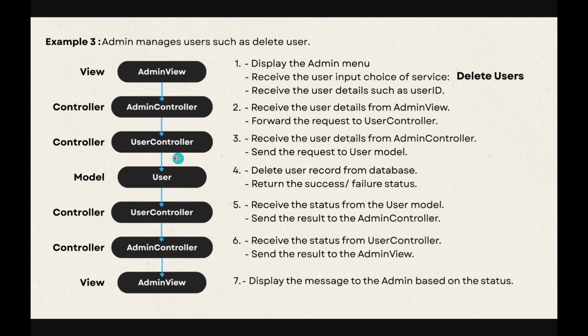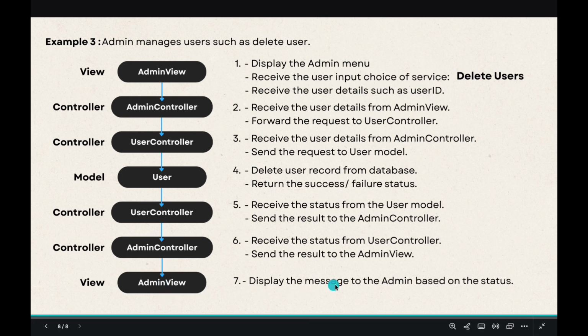The user controller receives and sends the user details to the user module. The user module deletes the user record from the database and returns the success or failure status to the user controller. The user controller receives and sends it to the admin controller. Same as the user controller, the admin controller receives and sends the status to the admin view. The admin view displays the message to the admin based on the status, same as example 2.